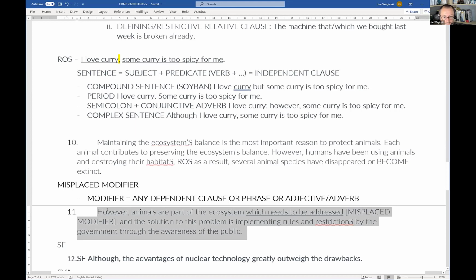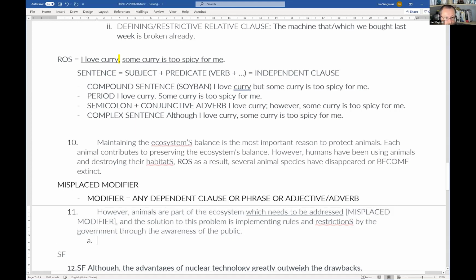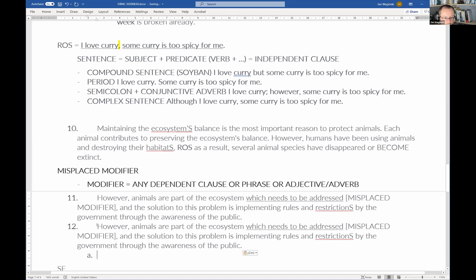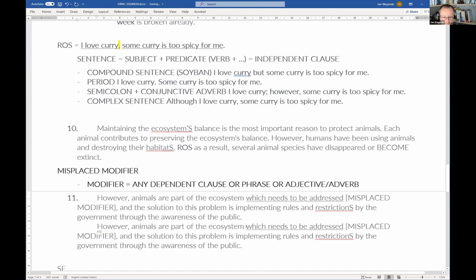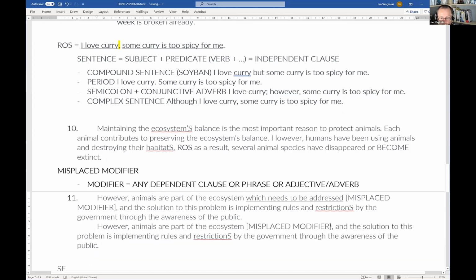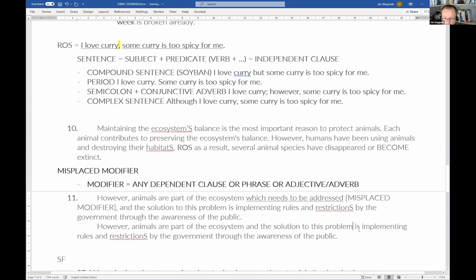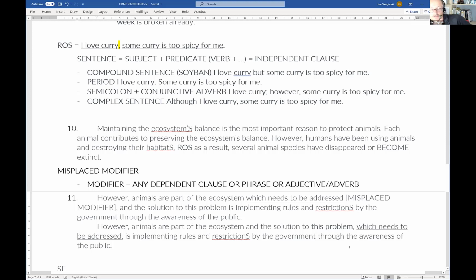Just so you see Dina's solution, and I don't know if this is a good solution because we don't have the rest of the sentence. But she would put it here. Because then it refers to this problem, and at least it makes sense. The problem needs to be addressed. Does this one make sense?